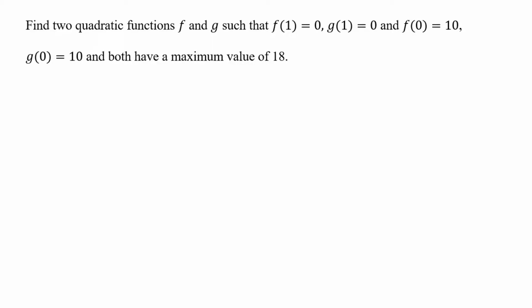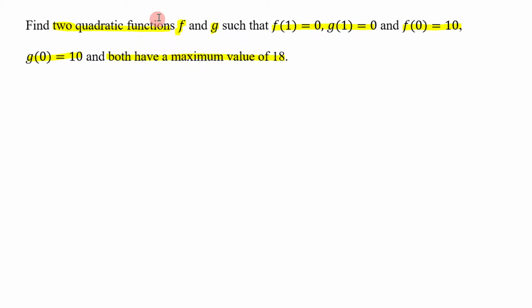Welcome. So we're going to work through this question before us. It says, find two quadratic functions, f and g, such that f of 1 is equal to 0 and g of 1 is equal to 0, and f of 0 is equal to 10 and g of 0 is equal to 10, and both have a maximum value of 18.